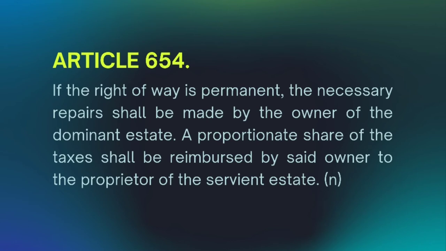Article 654. If the right of way is permanent, the necessary repairs shall be made by the owner of the dominant estate. A proportionate share of the taxes shall be reimbursed by said owner to the proprietor of the servient estate.